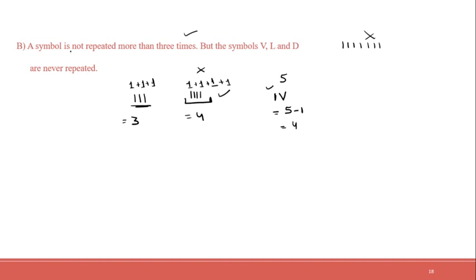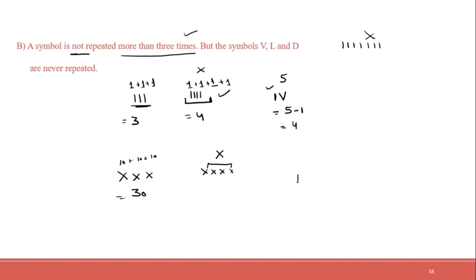So this rule states that a symbol is not repeated more than 3 times. That means no symbol should repeat more than thrice. We can write 30 like this. It is 30, 10 plus 10 plus 10. But if I want to write 40, that means here we repeated it 4 times. It is more than 3, so it is wrong. How will we write 40?